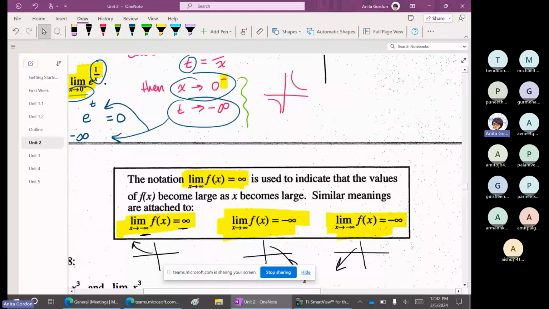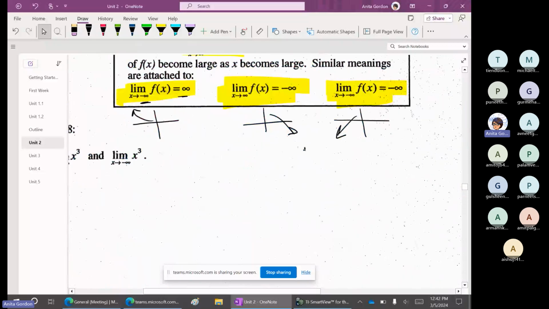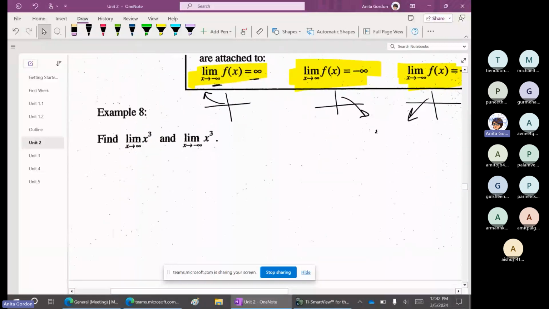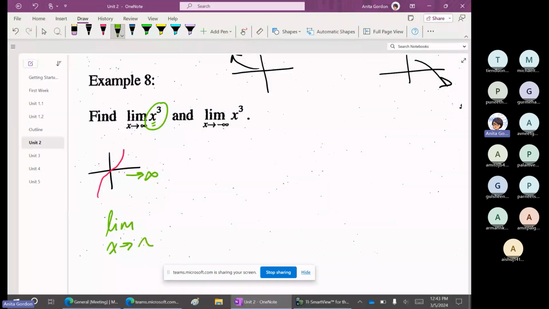So if you hit a number, 0 or anything else, then you have an asymptote. If you get infinity, then you don't have an asymptote. Let's take a look at these examples here. We know that a cubic function visually looks like this. As x gets large and goes off into infinity, the larger the number that I put in, the larger the result. So the limit as x approaches infinity of x cubed is infinity. It goes on and on forever.